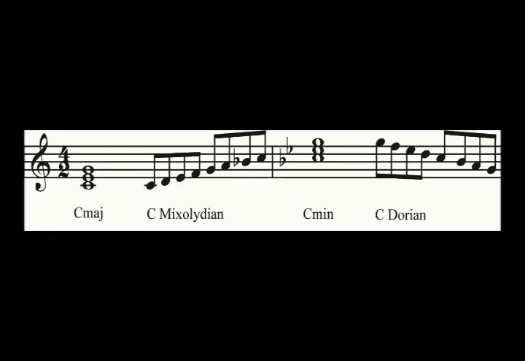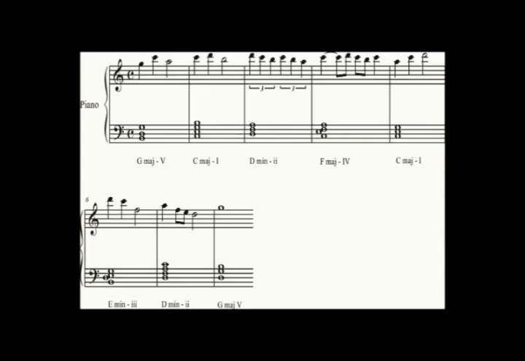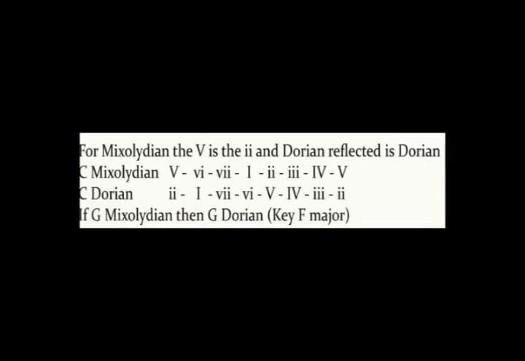And now we get the Mixolydian to Dorian negative harmony from C Mixolydian to C Dorian. And the piece here, first we have a progression in Mixolydian, and then I'll play the same progression in its Dorian negative harmony. And now with the negative harmony substitutions from the Dorian.